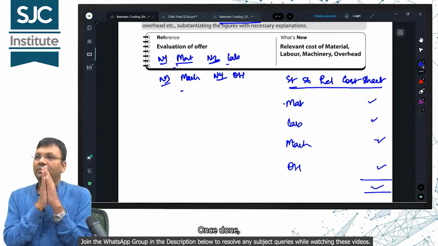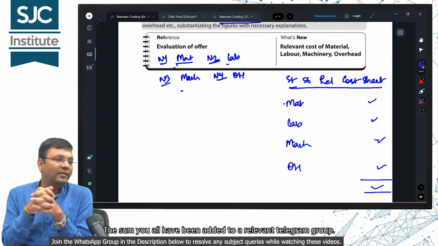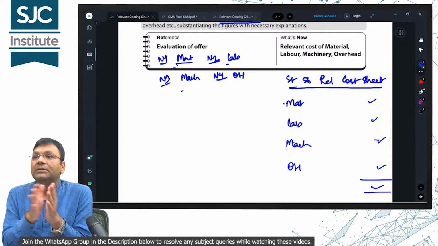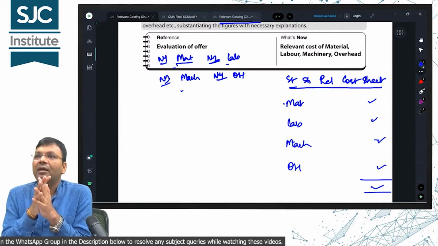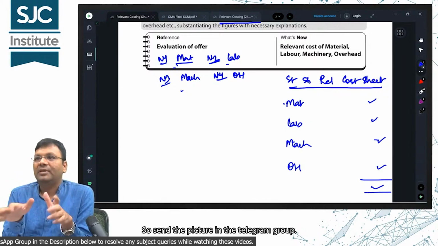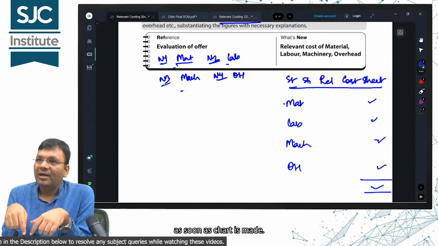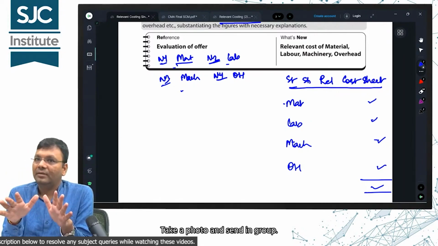Did you understand? Once done, you all have been added to the relevant Telegram group, right? If not, then take the link and go. Send the picture in the Telegram group. As soon as the chart is made, take a photo and send it in the group.